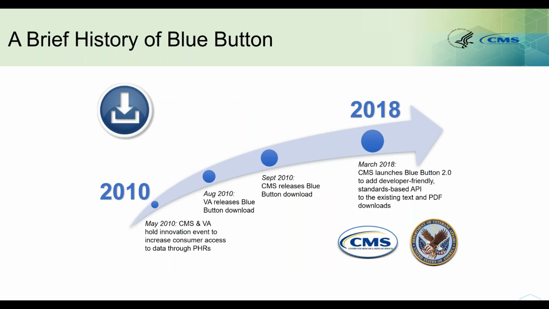So we launched this in 2010 in partnership with the VA. The VA released their Blue Button download in August of 2010. We followed the next month with our Blue Button download. But now we need to really advance our technology and take advantage of newer technologies to get these data in the hands of patients in a much more user-friendly format. And so that's the work that we're doing with a number of organizations to develop a standards-based API to be another mechanism by which patients can access their data. Next slide.